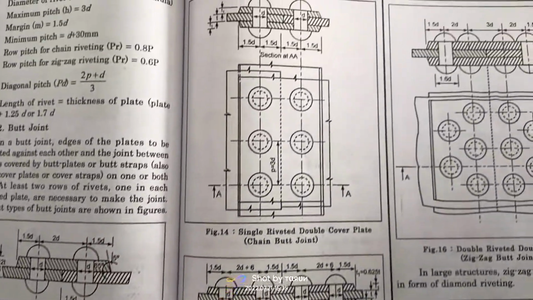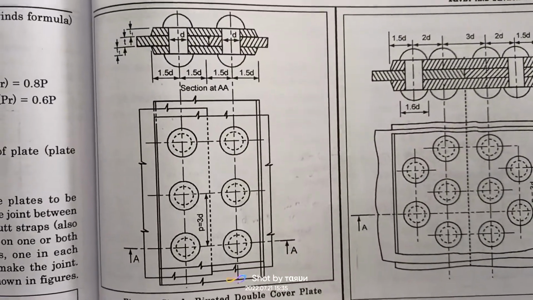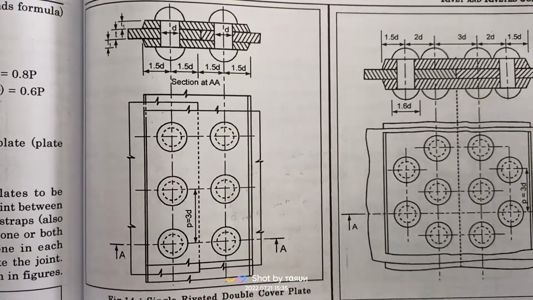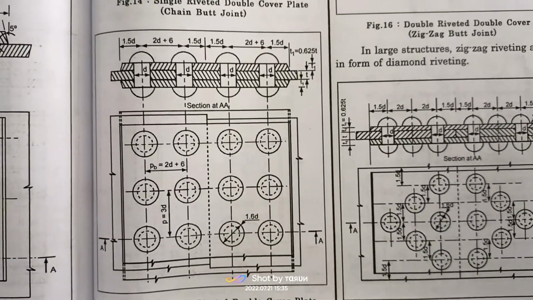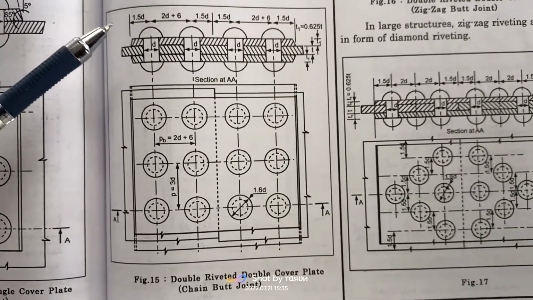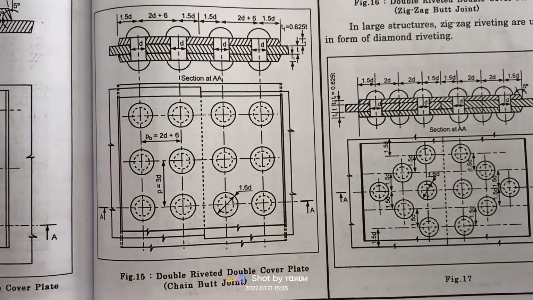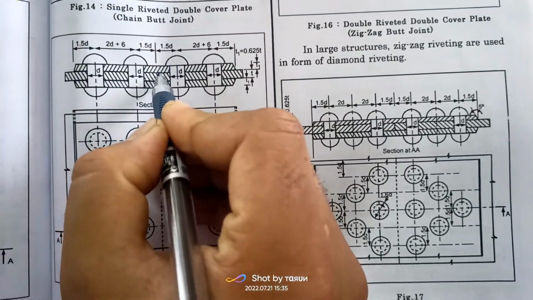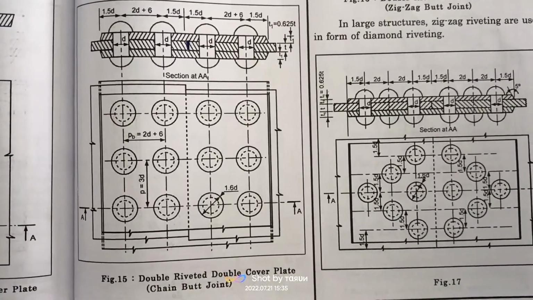Again single riveted double cover plate chain butt joint. You can identify. MCQ will be coming. Next is double riveted double cover chain butt joint. You can see here double cover, one cover, second cover. This is our plate. One mistake here. This is misprint here. So this is double riveted.